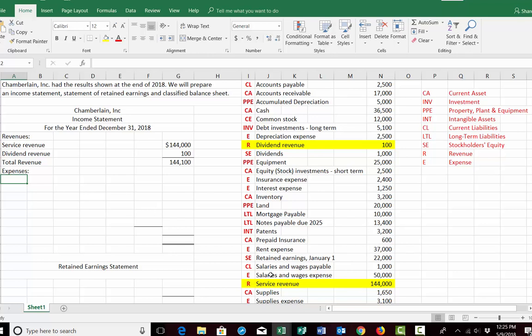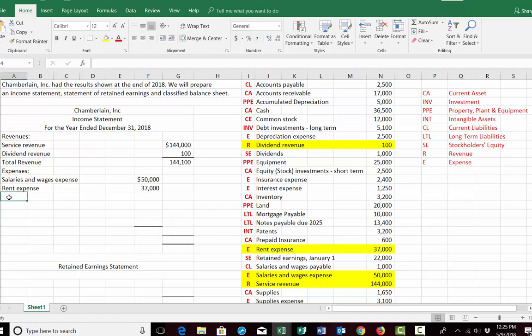All right, so it looks like our largest expense is salaries and wages. So we're going to put that one first. I'm going to put our expenses to the left so it'll be clear. We'll add them all up and then we'll subtract the total from our revenue. Okay, so our salaries and wage expense is equal to $50,000. Again, I'm going to highlight that so we remember that we check that one off. All right, our next biggest expense looks like rent expense. So let's put rent expense in next. And our rent expense is $37,000.